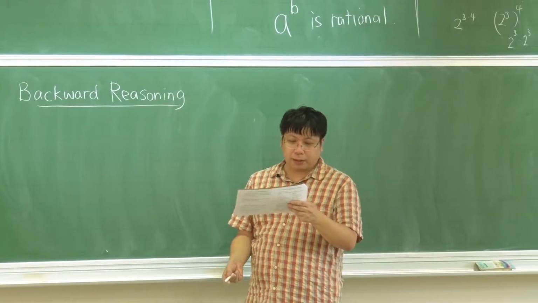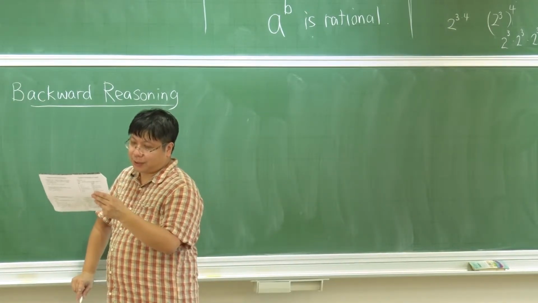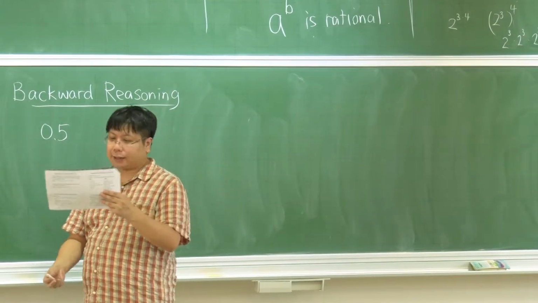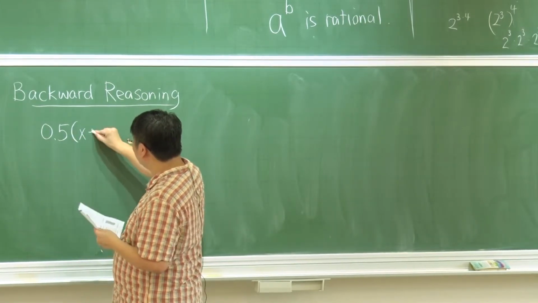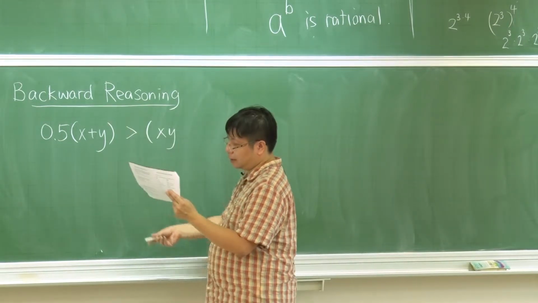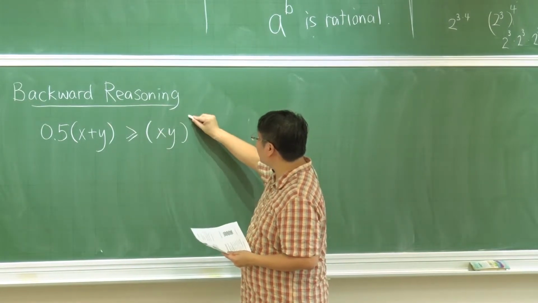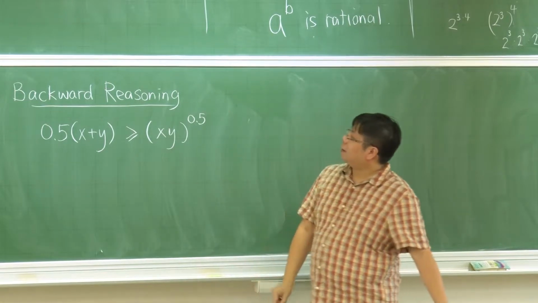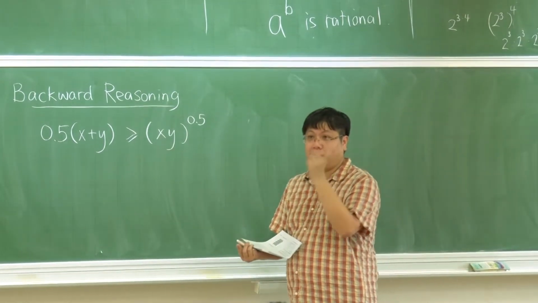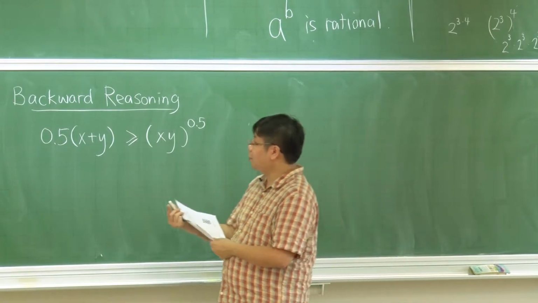Okay, so what is backward reasoning? Suppose that, I wish I had a better example, but let's stick with this. Suppose that we want to show that 0.5 times (x plus y) is greater than or equal to x times y to the power 0.5. This is something that we call the arithmetic mean is greater than or equal to the geometric mean. Now, how do we prove this?